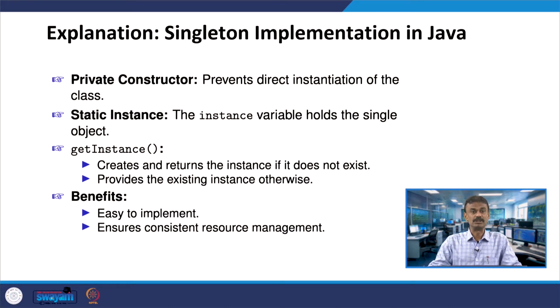So, that variable holds a single object, and getInstance creates and returns the instance if it does not exist. Otherwise, it provides the existing instance, as we had seen. So, it is very easy to implement, and it also ensures consistent resource management.